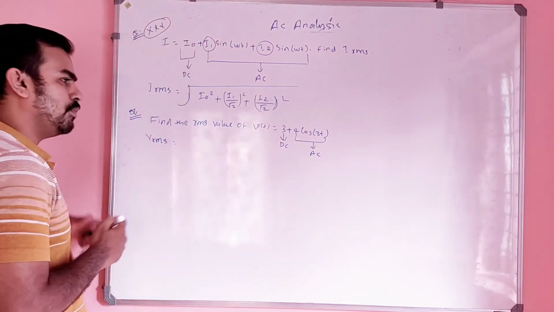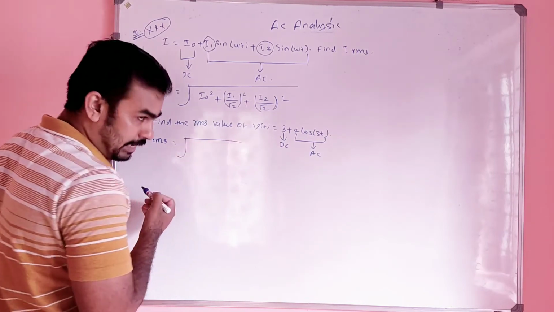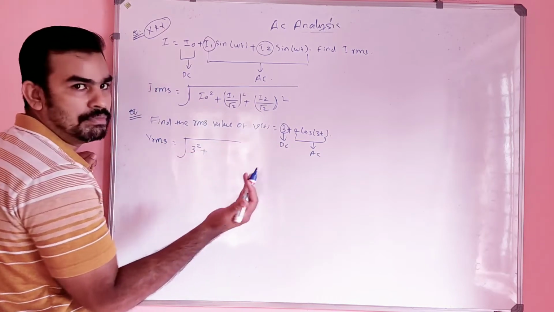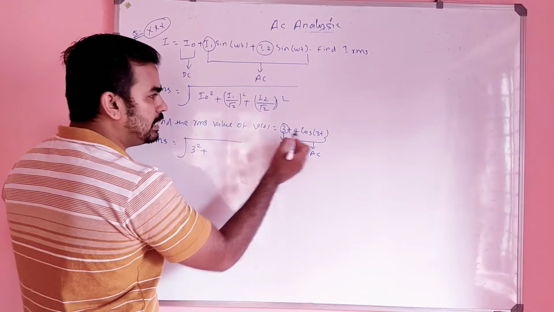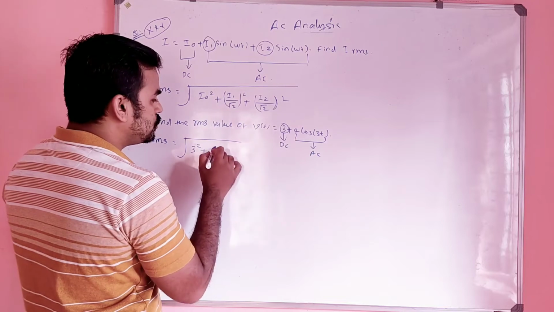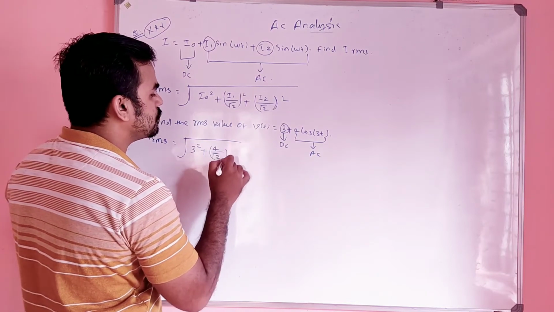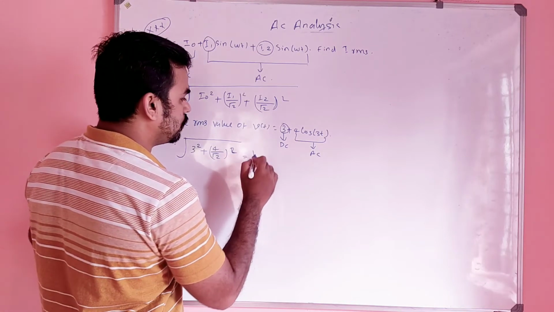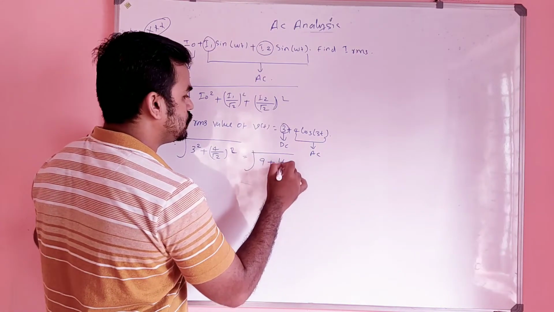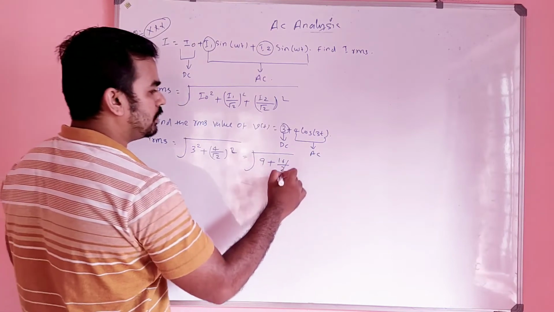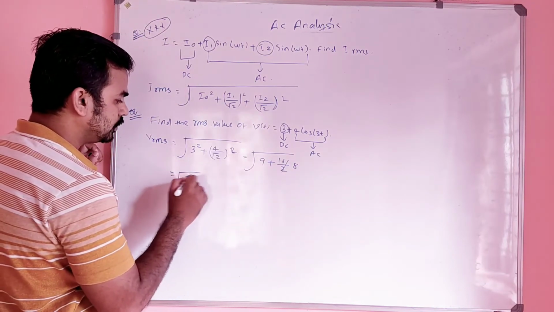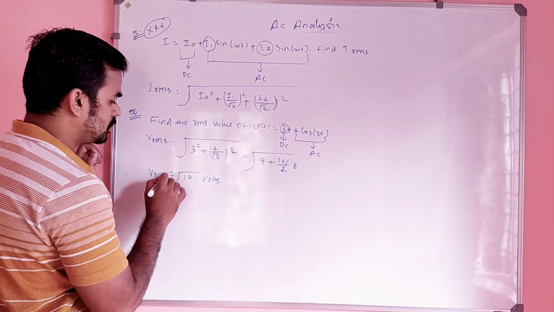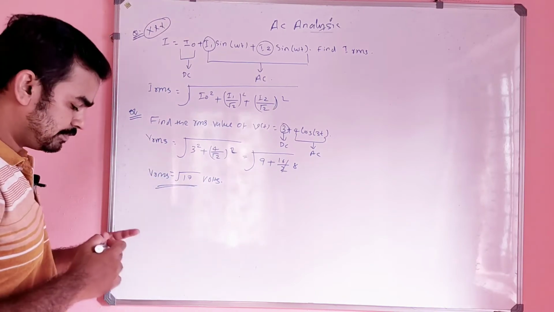So for the RMS value of this waveform, this is DC, so simply take the square of that DC value, and the remaining is Vm, so Vm by root 2, the whole square. Is it correct? Which is equal to root of 9 plus 16 by 2, which is nothing but root 17 volt. That is the answer.